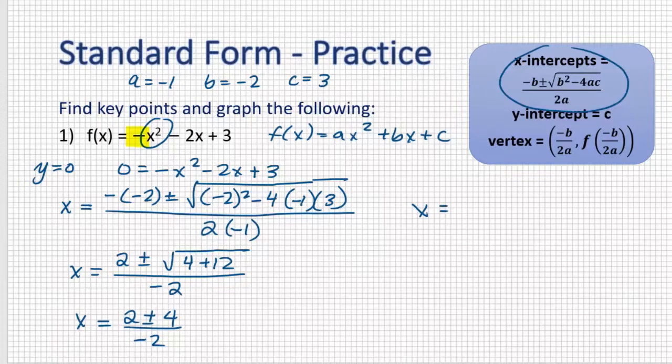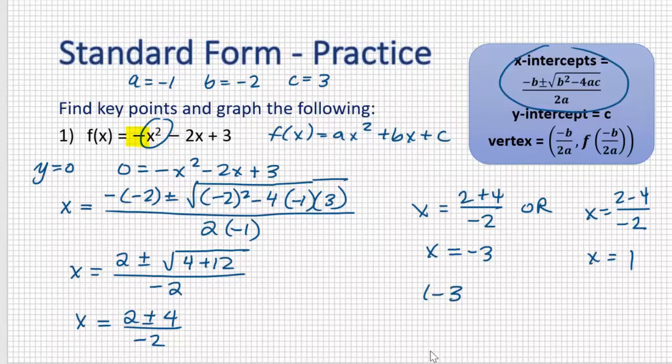So x is equal to either 2 plus 4 divided by negative 2, or x is equal to 2 minus 4 divided by negative 2. In the first instance, 2 plus 4 is 6. 6 divided by negative 2 is negative 3. And in the second instance, 2 minus 4 is negative 2. Negative 2 divided by negative 2 is positive 1. So the x-intercepts for this function are the points negative 3, 0, and 1, 0. Now that we have the x-intercepts, the y-intercept, and the vertex, let's summarize those and draw the graph.